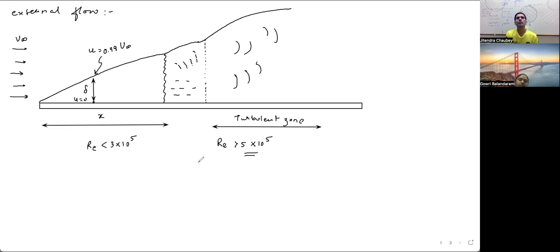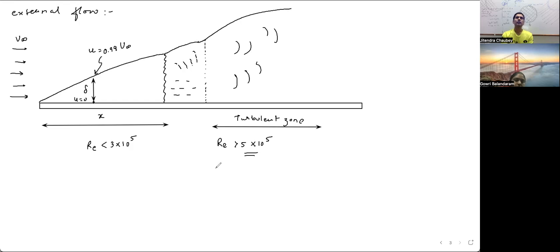Many times you will see that till 5 into 10 raised to 5, the flow is considered to be laminar. So they do not consider the transition at all, because it is not that easy to predict. Just assume anything below that is laminar, anything above that is turbulent.